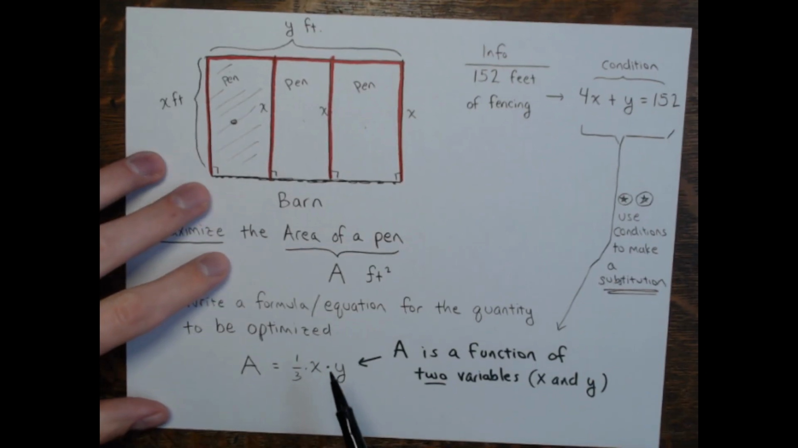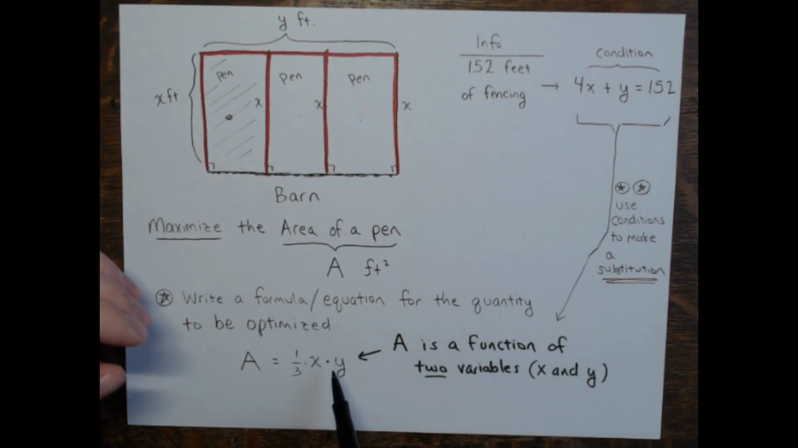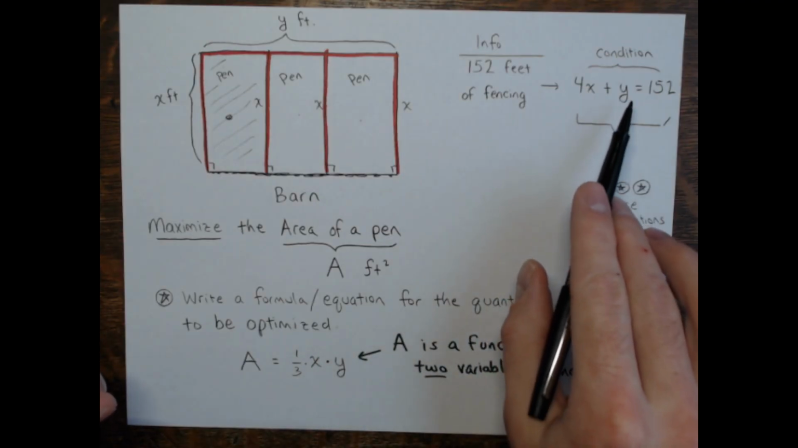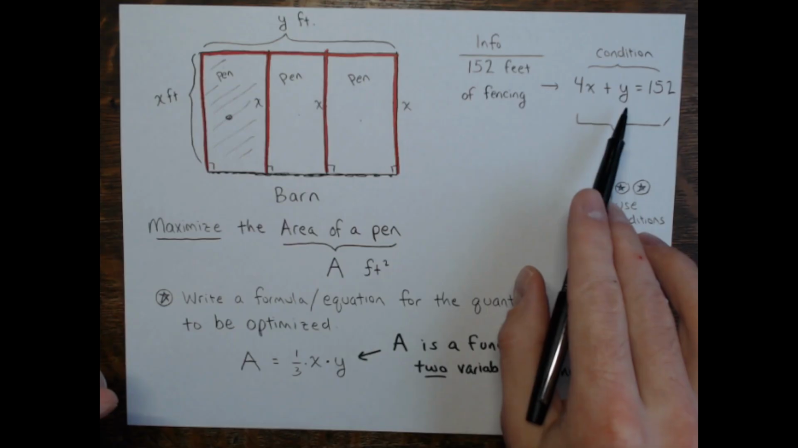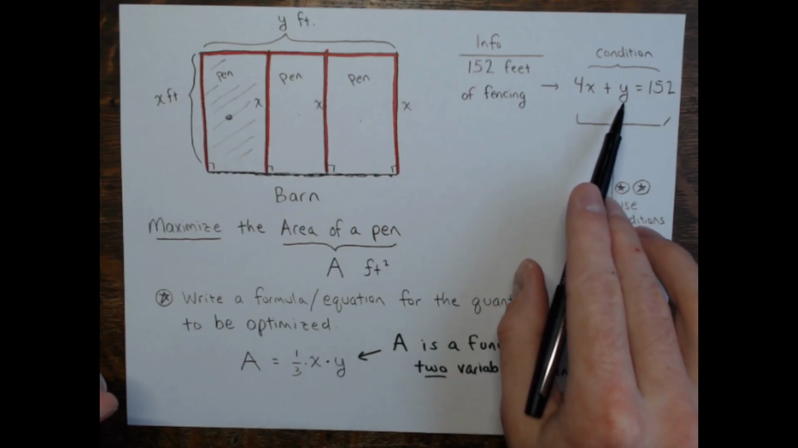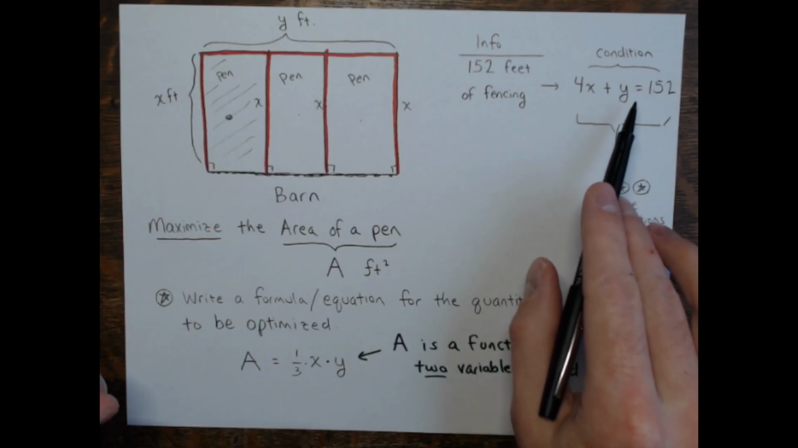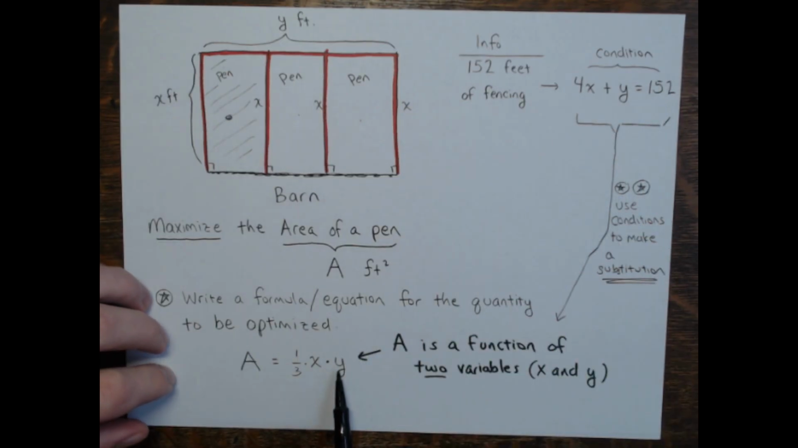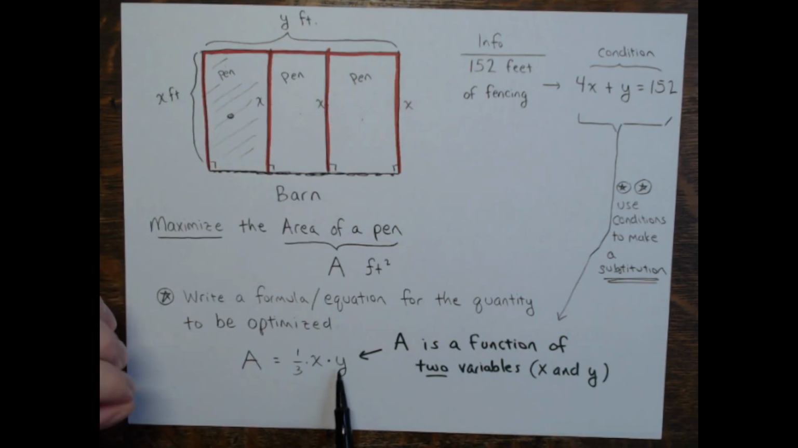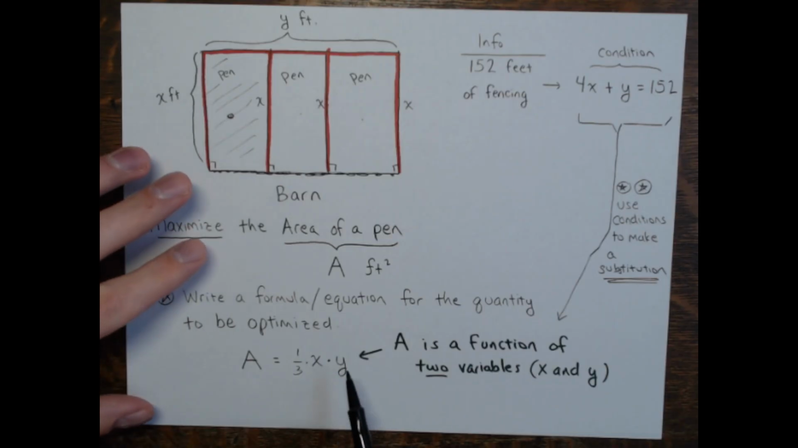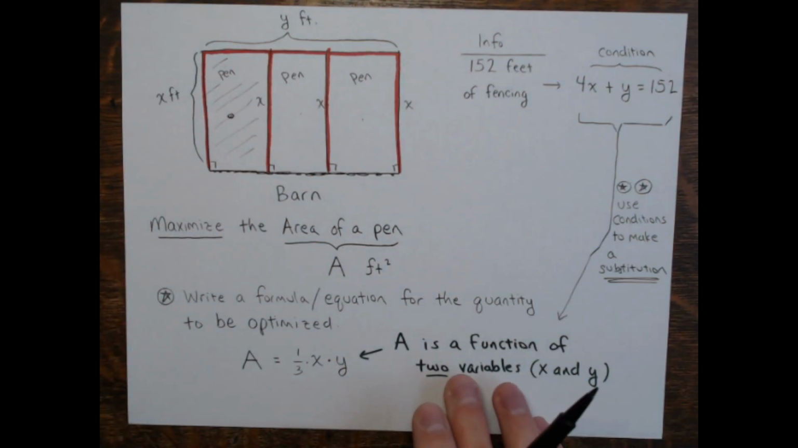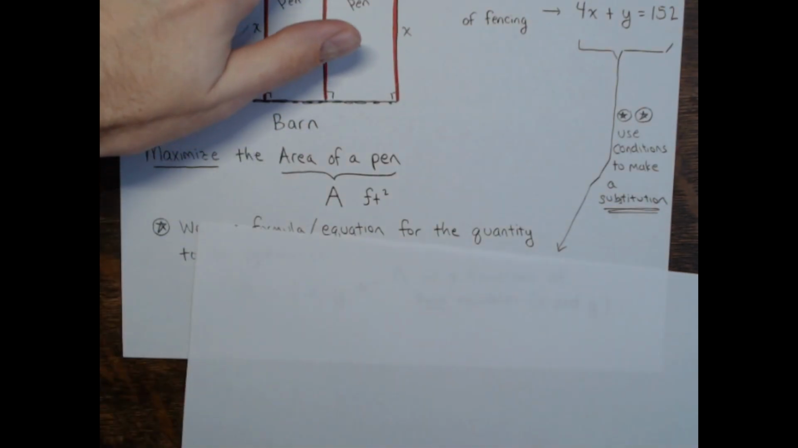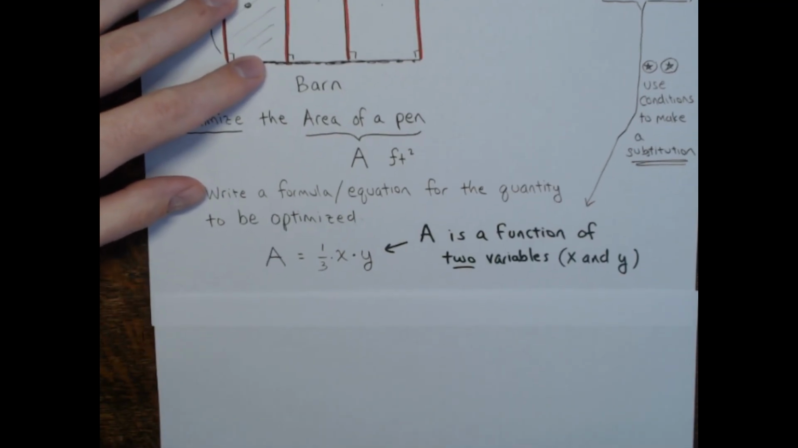So what I'm going to do is turn this expression that depends on 2 variables for the area of one pen, through use of our information, our condition earlier, restriction earlier, solve this for one of the variables and substitute into this expression. So that way it'll become a function of a single variable that we're used to. So here's how I would do that for this one.